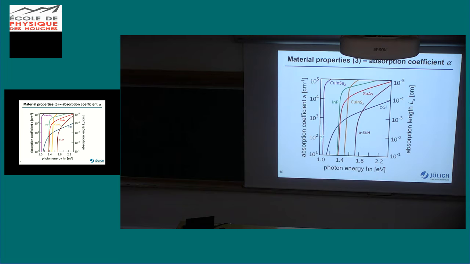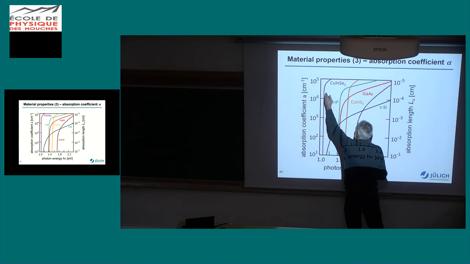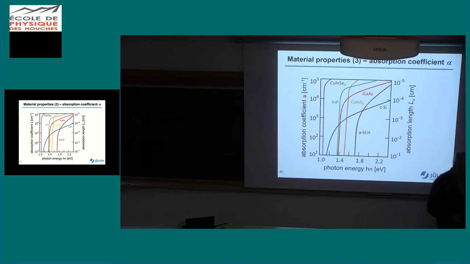And you see a lot of materials: copper indium selenide, copper indium sulfide, gallium arsenide. They have a very steep rise of this absorption coefficient, and this is because they are direct semiconductors. In contrast, crystalline silicon, and somewhere there is the bandgap energy, has a very different shape, because it is an indirect semiconductor. So it's very bad at absorbing light, but still has a lot of advantages.